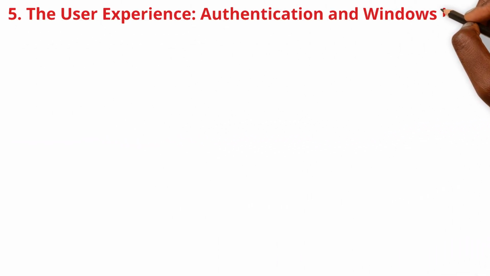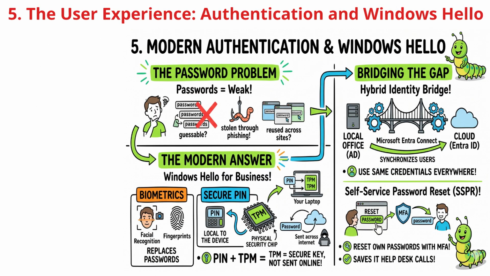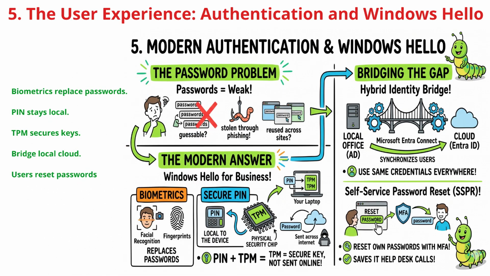Passwords are inherently weak. They are easy to guess, prone to phishing, and often dangerously reused across multiple sites. It's time to move beyond the password problem and embrace the modern answer: Windows Hello for Business. By replacing traditional passwords with biometrics, like facial recognition and fingerprints, or a secure PIN, we make logging in both faster and safer. Unlike a password that travels across the internet, a Windows Hello PIN is tied locally to your device and protected by a physical security chip called a TPM. Even if a hacker steals your PIN, they can't use it on another computer.